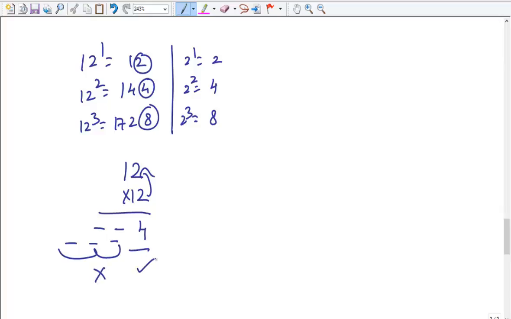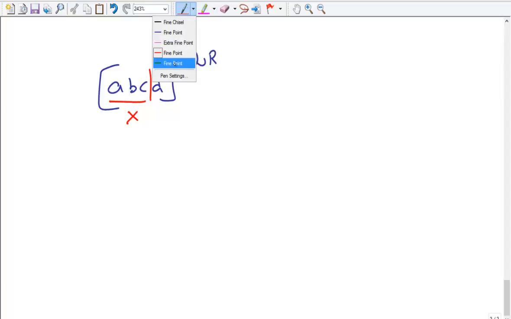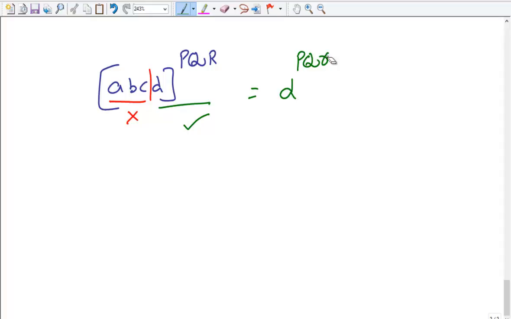So to find the unit digit of a number, we just need to take the unit digit of any bigger number. So we can write it like this. If you want to find A, B, C, D whole power, let's say some number P, Q, R, and its unit digit, then we don't need this part. We need to focus only on D power PQR. D is nothing but its unit digit. That's it.